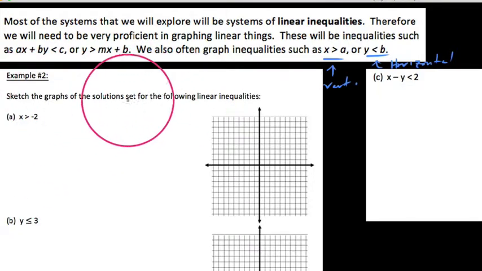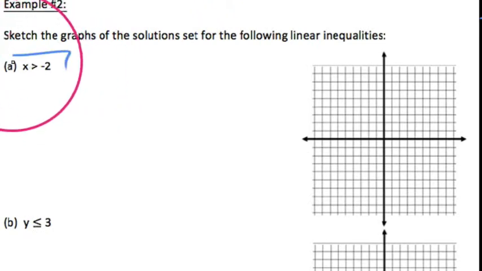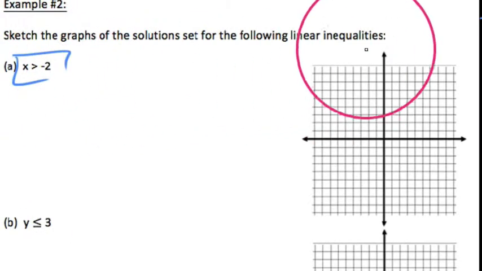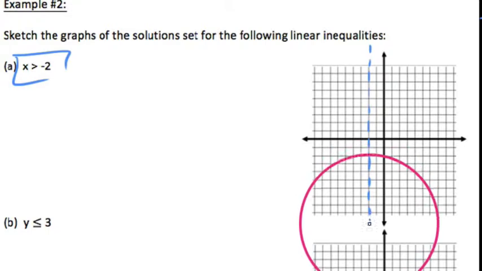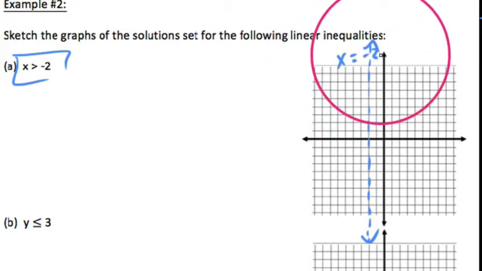It says sketch these graphs, give me the solution set. I want to represent those as a graph. So I say, give me all the solution things that would make this true. So x is greater than -2. So we say this is a vertical line. We're going to graph x equals -2, which is this vertical line here. You notice I'm making it dotted. Okay, so we're going to label this x equals -2.